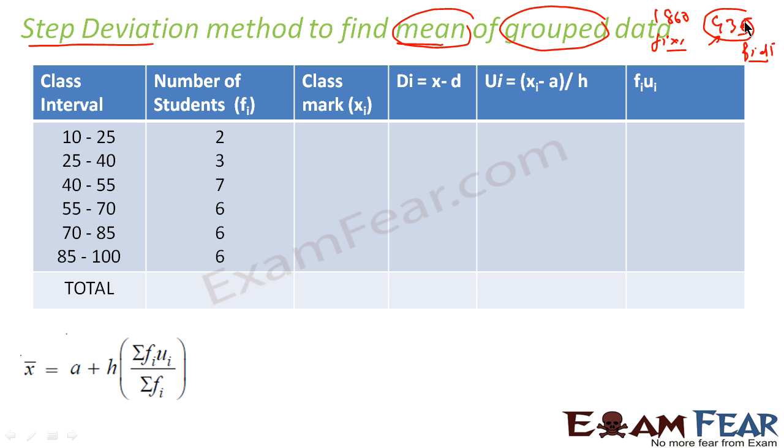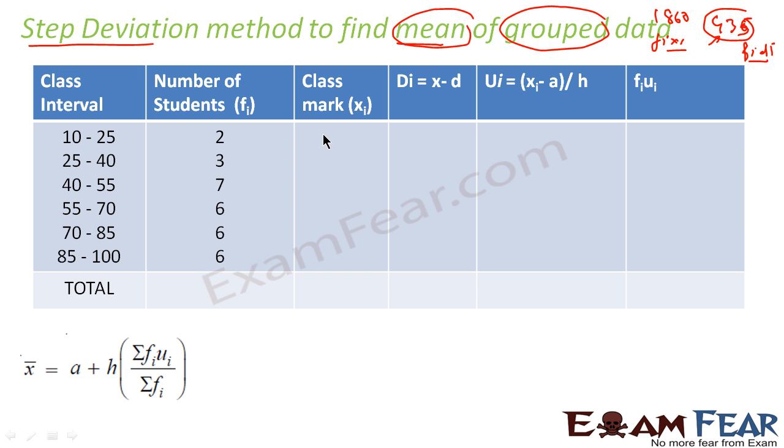Correct? The data is more, even with the earlier method, the assumed mean method, this value will still be more. So in that case we can use step deviation method. In that case this value sigma FiUi will come out to be very less. I'll explain what we can do.